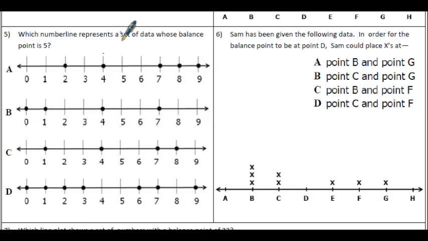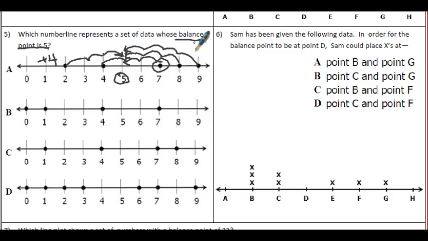Which number line represents a set of data whose balance point is 5? So I want to know if everything that I add to get to 5 and everything that I subtract to get to 5 balances out. So I added 4, and I'm going to subtract to get to 5, and now I'm going to subtract 1, 2, 3, 4, 5, 6, 7, 8, 9 to get to 5, and adding 4 and subtracting 9 does not balance out. So A is not the correct answer.